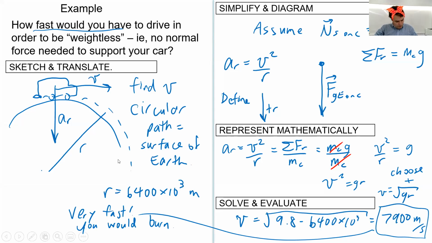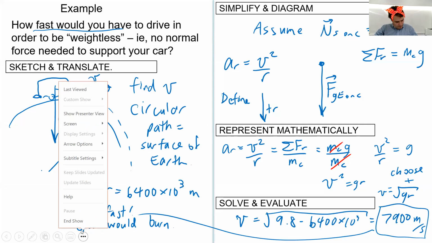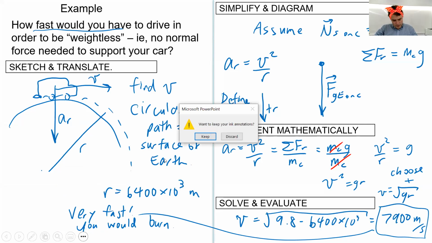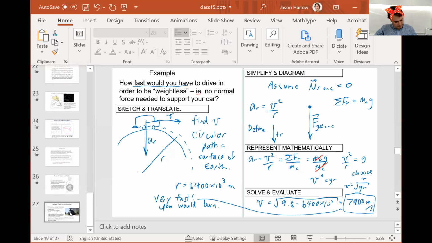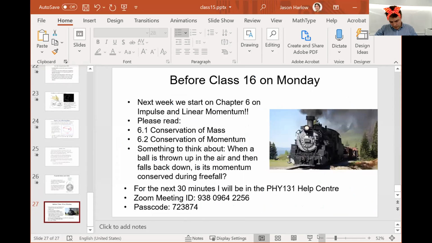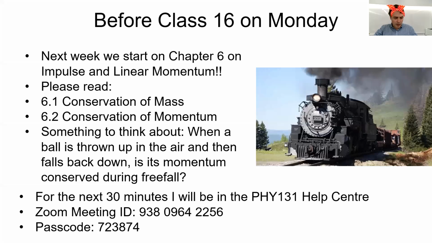I am going to pretty much call this the weekend here. I've got a couple more slides just on Kepler's laws, which we might skip, or I might talk about those on Monday. Monday, what I'm going to do is start on impulse and linear momentum. And here's a locomotive coming at you with a bunch of linear momentum. So I'd like you to read about conservation of mass and conservation of momentum.